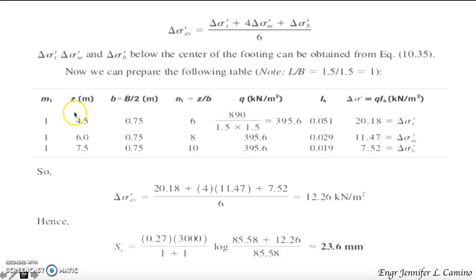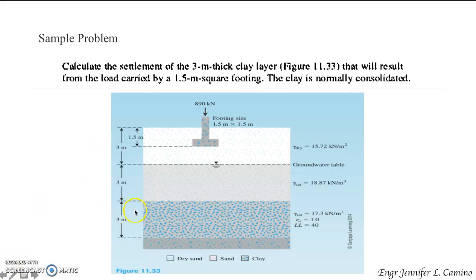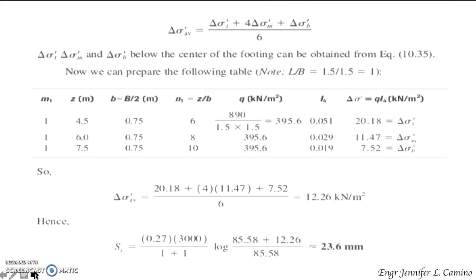Z is the distance, that is, the depth. Let's start with 4.5, then 6 meters, and the last one is 7.5. We're only up to 7.5. Afterwards, we have to identify our small letter b, which is width over 2, and n1, which is z over b. And we have to identify our q.